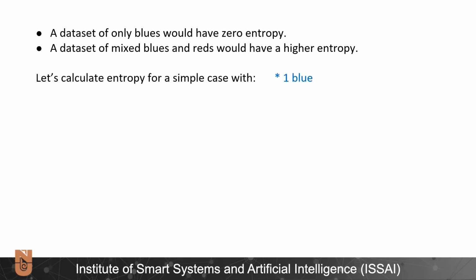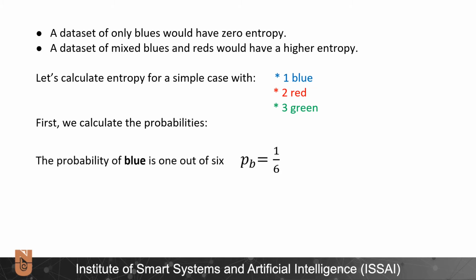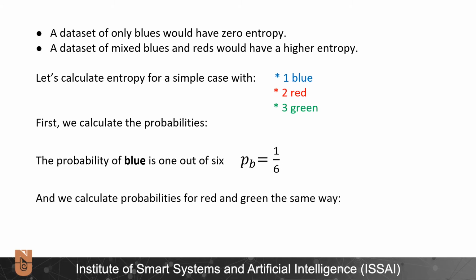Let's calculate entropy for a simple case with 1 blue, 2 red, and 3 green. First, we calculate the probabilities. The probability of blue is 1 out of 6, so it will be 1 over 6. We calculate the probabilities for red and green the same way. We get that the probability of red is 2 over 6 and the probability of green is 3 out of 6.